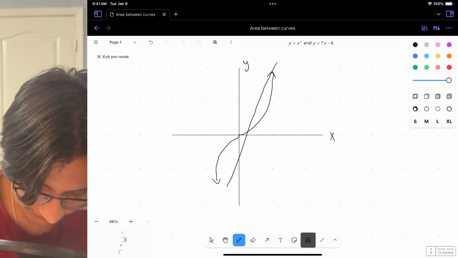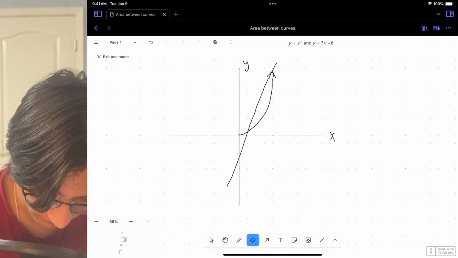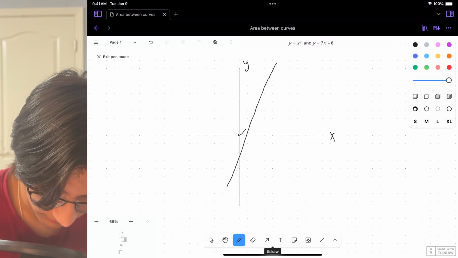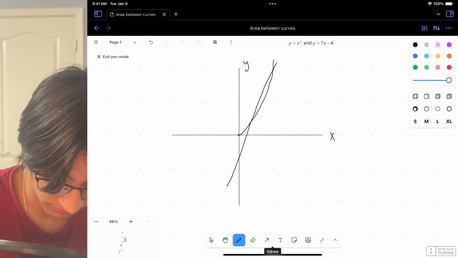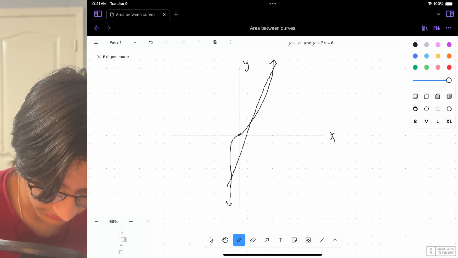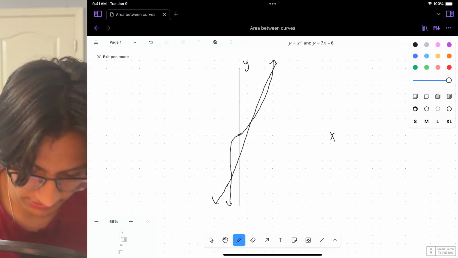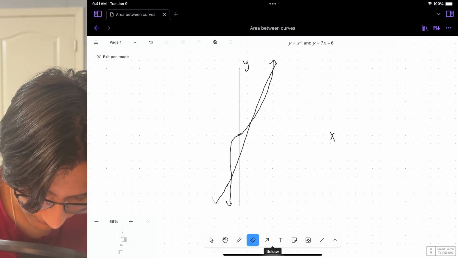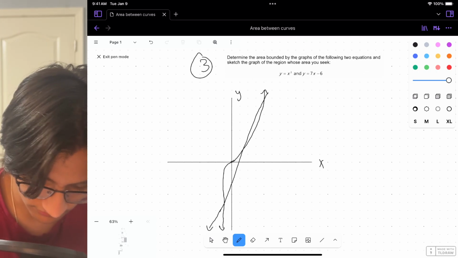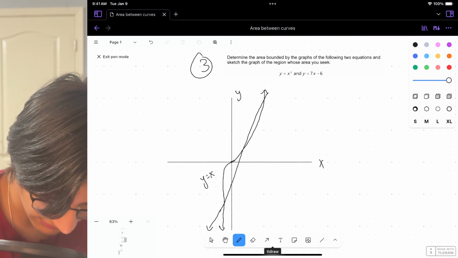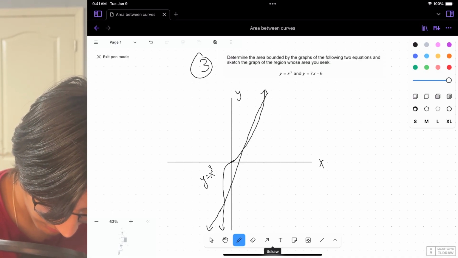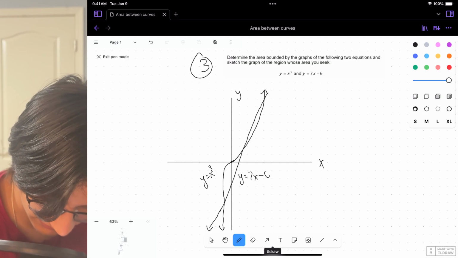I'm going to redraw this whole thing to better accommodate this graph, okay? So this is what our graph looks like. This is y equals x cubed, and this is y equals 7x minus 6.